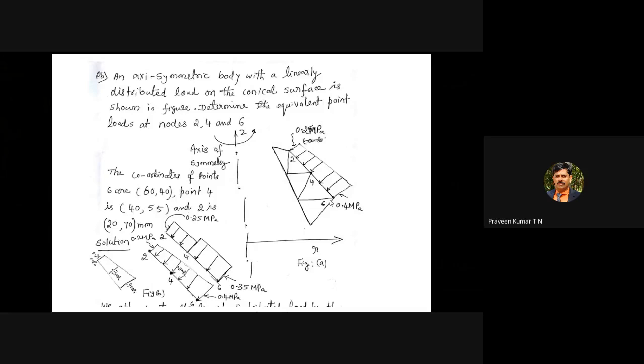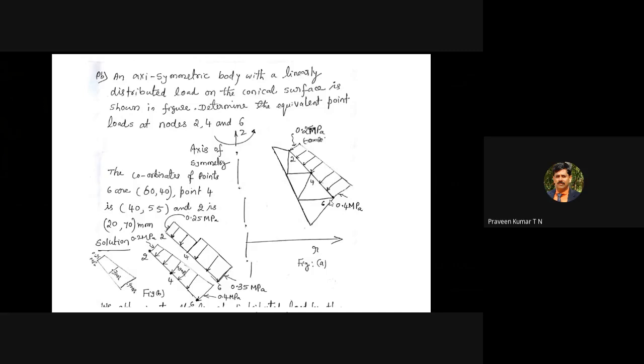So don't think that 6, 4 is one element and 4, 2 is another element. Those are edges of the elements. It is not like a bar or a beam, where 6, 4 is one element and 4, 2 is another. It is one of the edges of the triangular element. Only on the outer surface of the triangular element is the uniformly varying load acting.